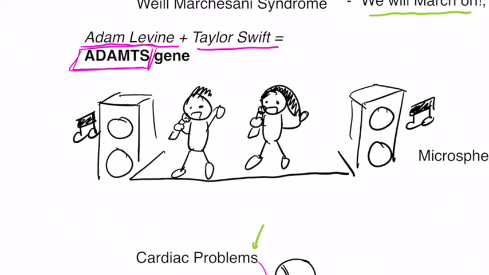Okay, and of course, no basketball game is complete without any music or entertainment. So we have our very famous singers here, Mr. Adam Levine and Taylor Swift. So the gene of Weill Marchesani syndrome is associated with the ADAMTS gene. So ADAM for our Adam Levine and TS for, of course, Taylor Swift. So they're here singing at the basketball game, entertaining everybody.